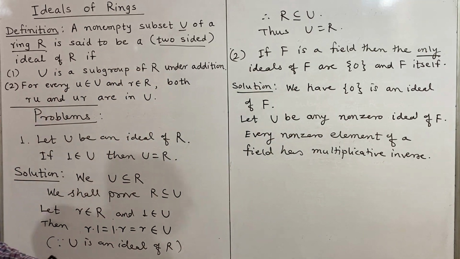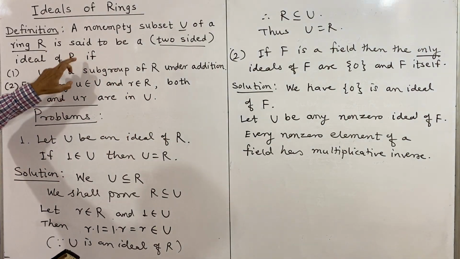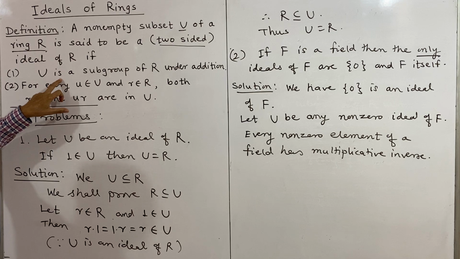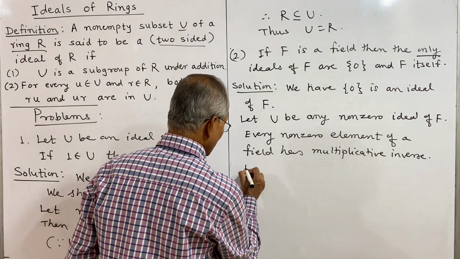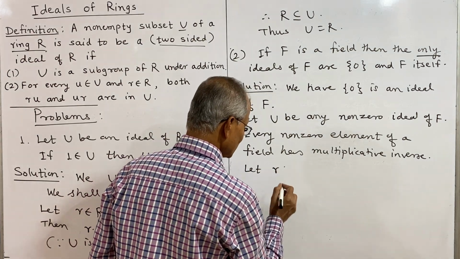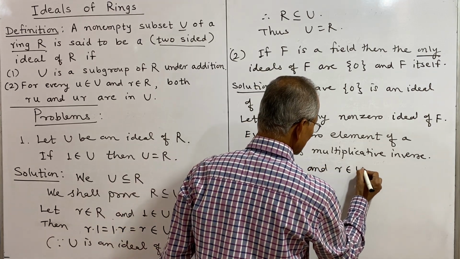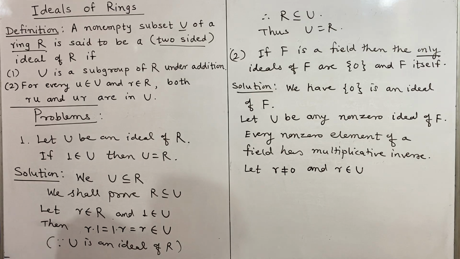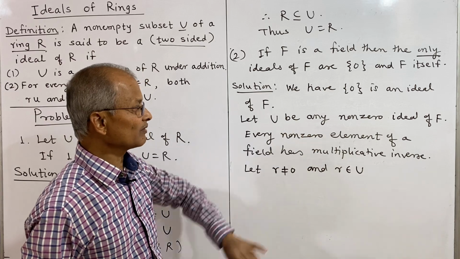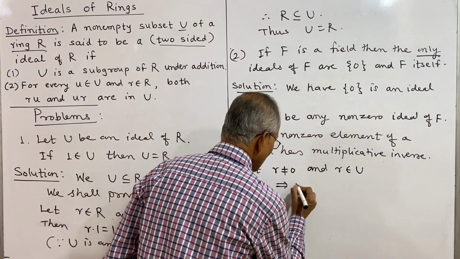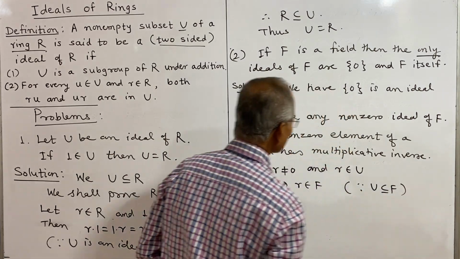Now see, we have considered a non-zero ideal of F, and since it is an ideal, it satisfies both the conditions. So U is a subgroup of R under addition, and this condition is also satisfied. And let r belong to U, r not equal to 0, a non-zero element in U, that we shall consider. And if it is an element in U, it is an element in F because U is a subset of F. Then this implies r belongs to F, since U is an ideal and an ideal is a subset of a ring.